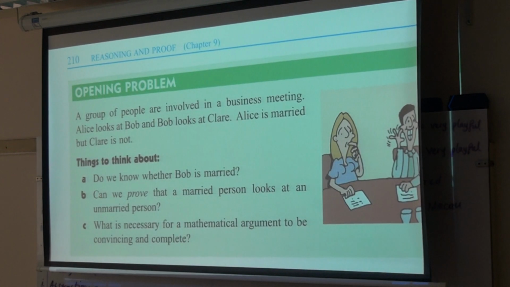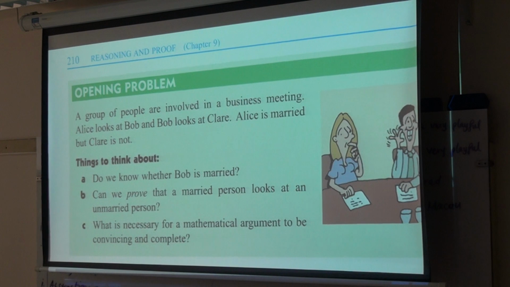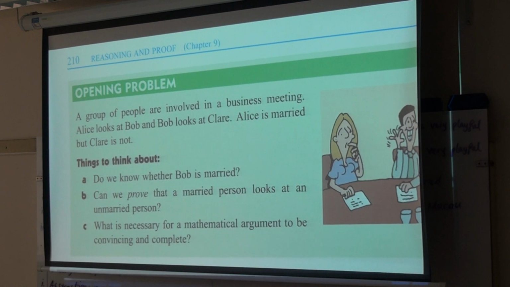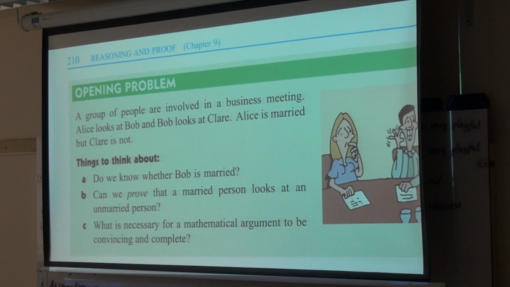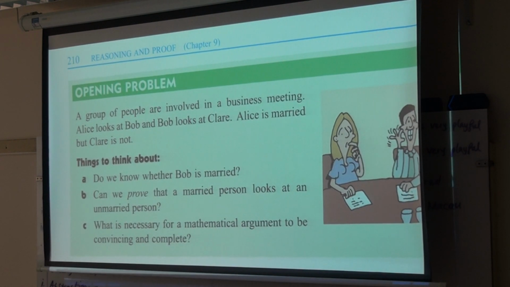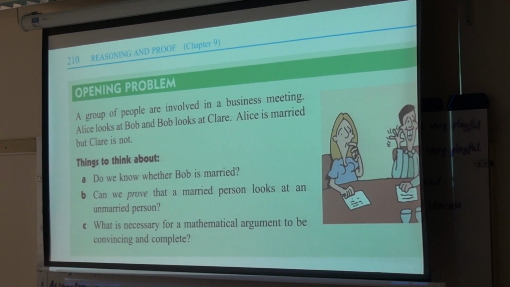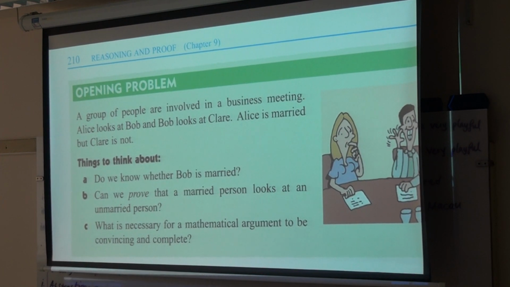Yeah, look at this problem. A group of people are involved in a business meeting. Alice looks at Bob, which is not a crime yet. Bob looks at Claire, which is still legal. Alice is married, but Claire is not. Think about this. Do we know whether Bob is married? We don't know whether he's married or not, right? Okay. Can we prove that a married person looks at an unmarried person?